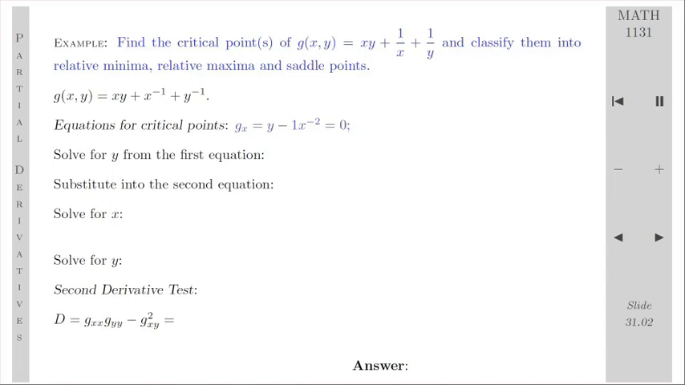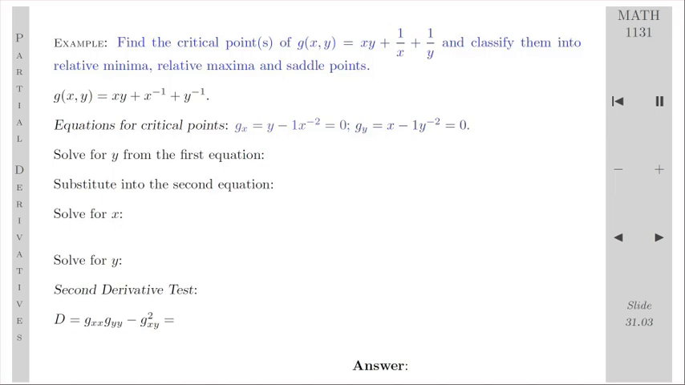Similarly, or by symmetry, because if you switch x and y, the function doesn't change, I can just switch x and y in this to get the partial derivative with respect to y. That gives me x minus y to the power negative 2. I set that equal to 0 as well. It's a nonlinear system. We will solve this by substitution.